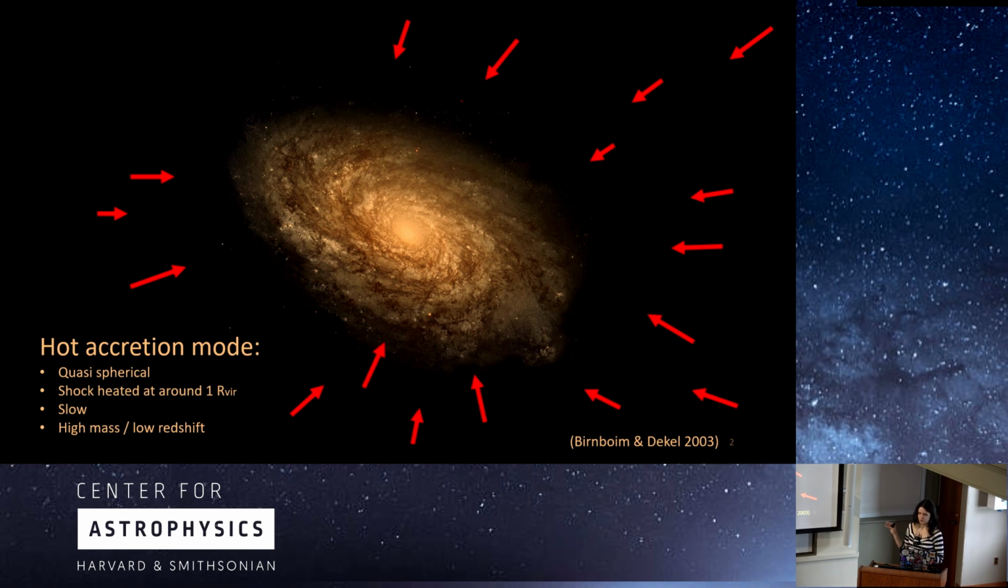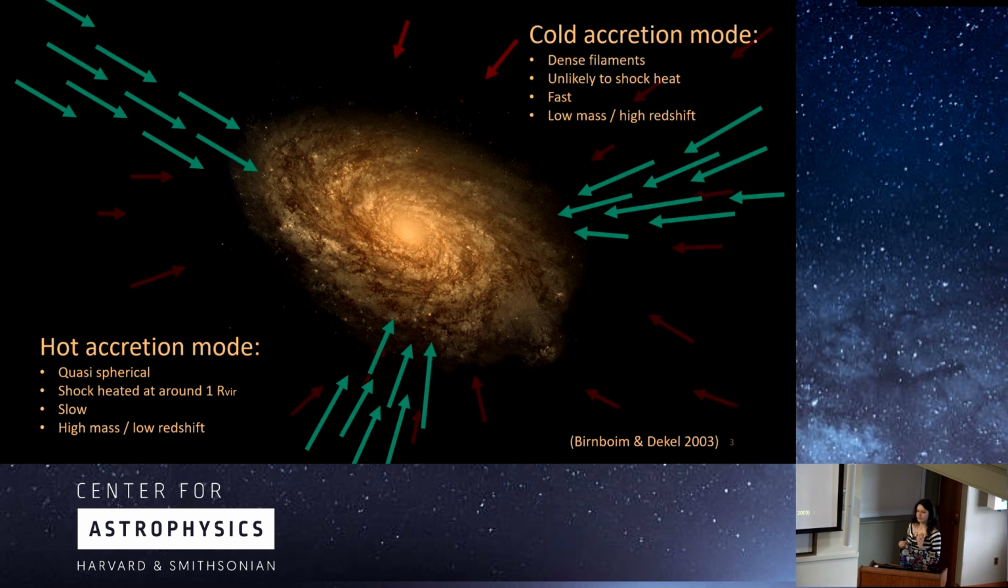This mode is more dominant at low redshifts when the mass of the galactic halo is much higher. And then we have the second mode, which is the cold accretion mode. This is basically cold, dense filaments of gas that are penetrating the hot galactic halo and then getting onto the galactic disk. The gas in those filaments is unlikely to shock heat. It is traveling very fast. And this mode is more dominant at low masses, so high redshifts.